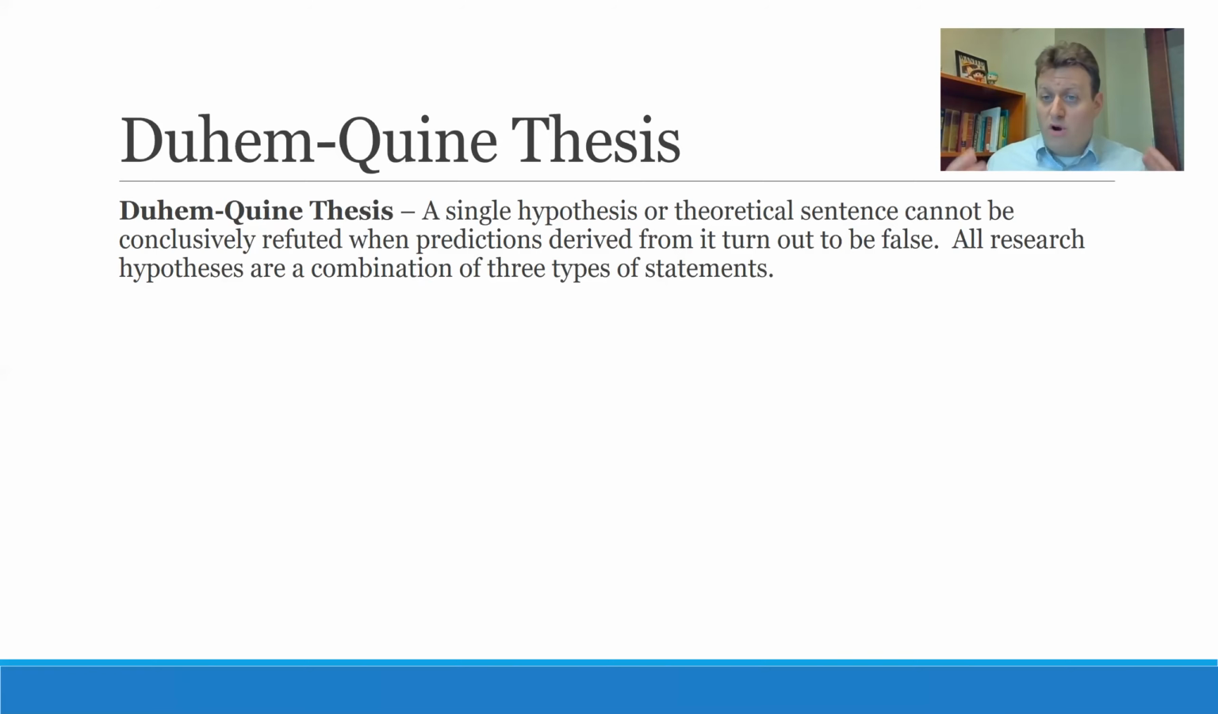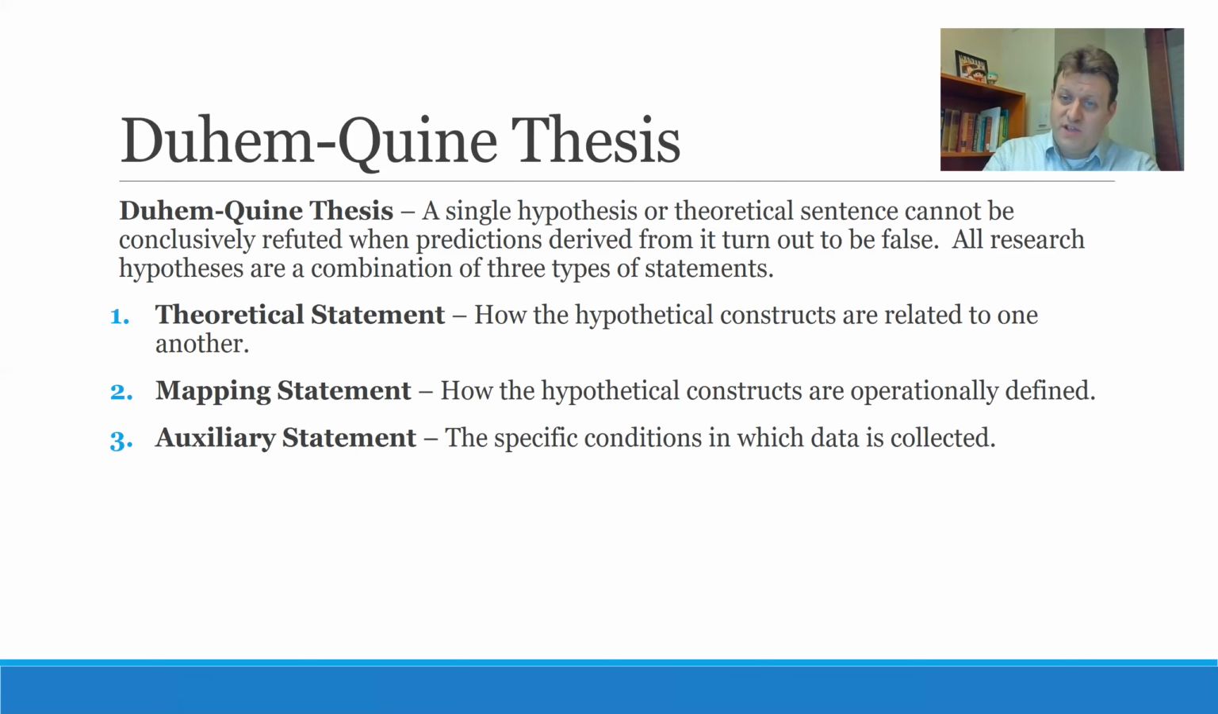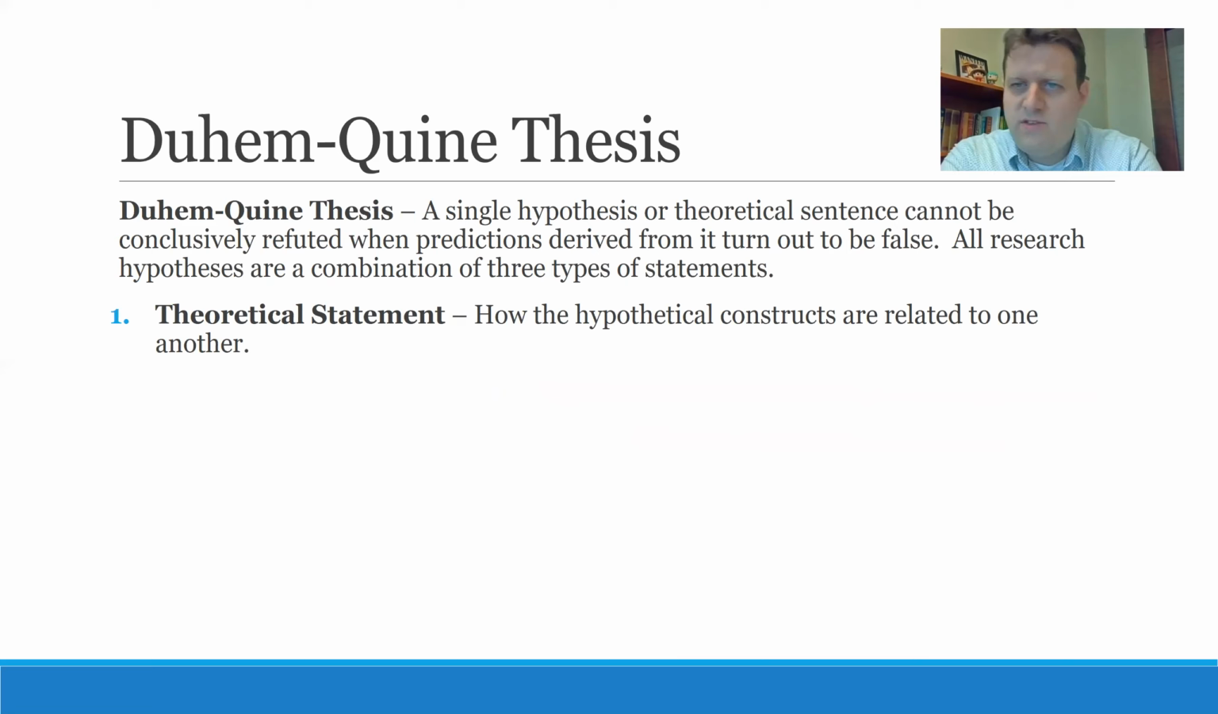When we are designing a study, there are three kinds of statements that we end up making. There are theoretical statements, there are mapping statements, and there are auxiliary statements. Theoretical statements are what we're ultimately interested in a study, how the hypothetical constructs are related to one another. So maybe, going back to an earlier example, frustration causes aggression. My theoretical statement I'm trying to test is, does frustration always lead to aggression? That's my theoretical statement.